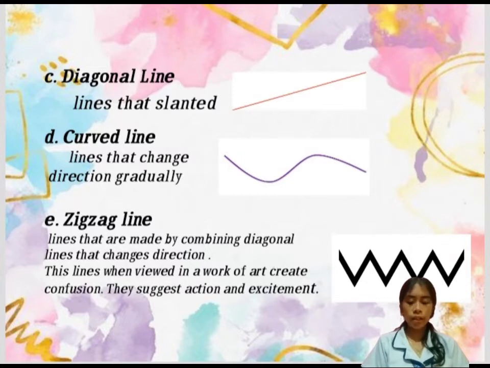Curved line, lines that change direction gradually. Zigzag line, lines that are made by combined diagonal lines that change direction. This line, when viewed in a work of art, creates confusion. They suggest action and excitement.